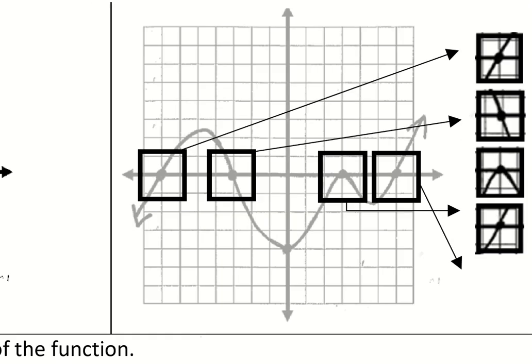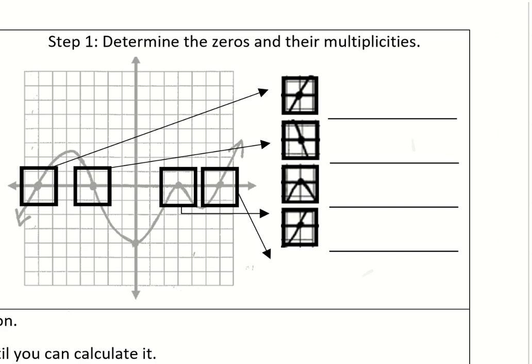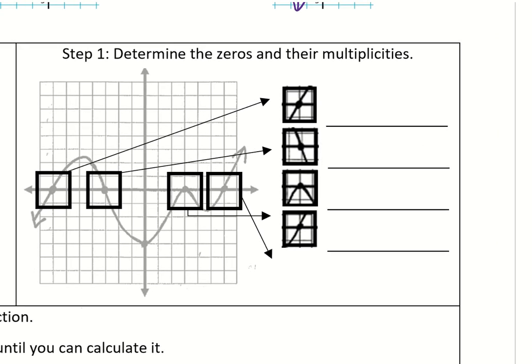So what we're going to do is write the zeros and their multiplicity. We know we have a 0 at x equals -7, and we know the multiplicity is 1 because we have a line right here at -7. Our next occurs at x equals -3, and we know we have a multiplicity again of 1 because it makes a line going through it.